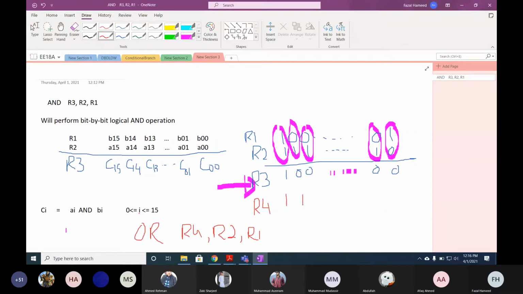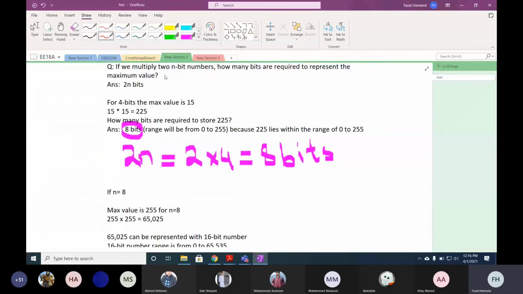1, 1, 1, and so on, and then 1 and 1. So the logical operation will perform a bit by bit operation. The bit by bit operation can be an AND operation, an OR operation, an exclusive OR operation, or an exclusive NOR operation. Is that understood?